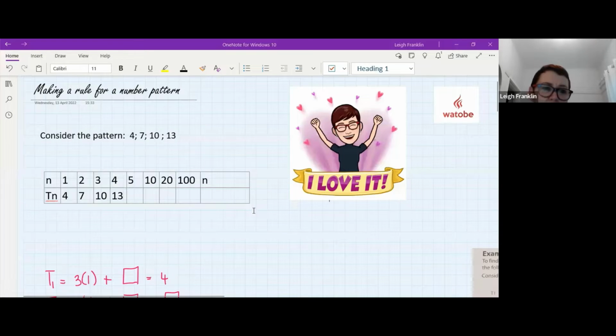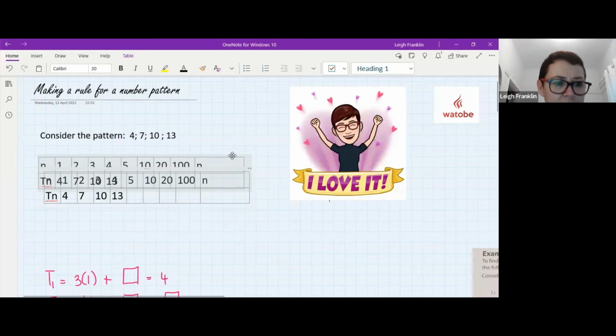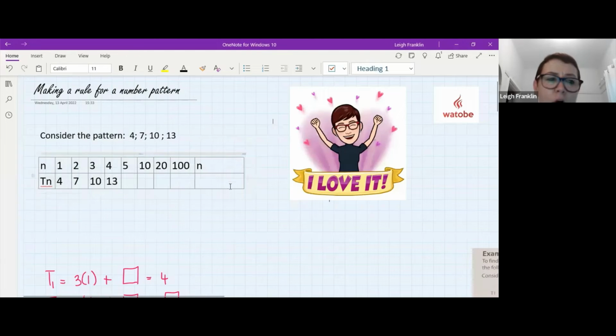And today, what we're going to talk about is making rules for number patterns. I'm hoping that today's lesson is going to be interesting and also a little bit challenging. I want to start off with a pattern of numbers that I think is fairly easy to use as an example of how to make the rule.